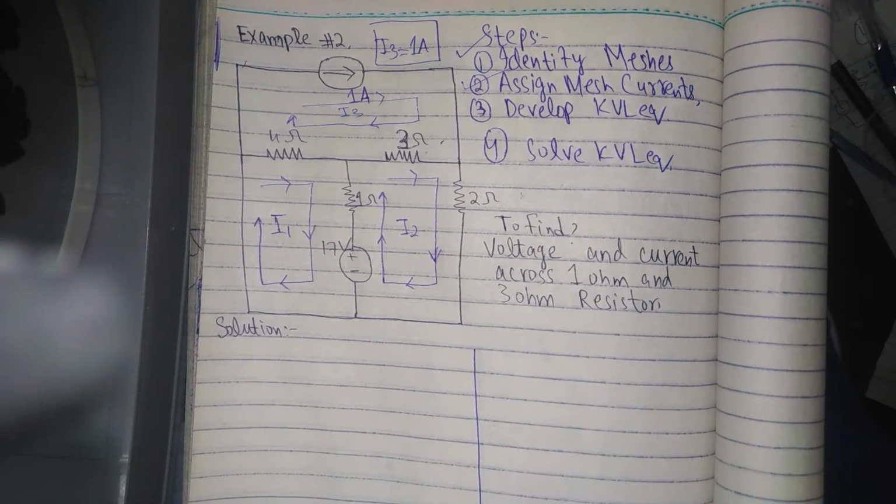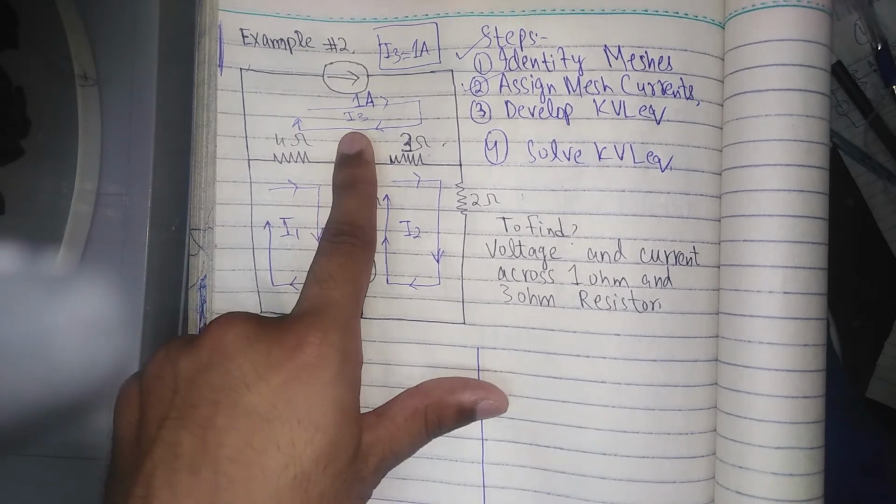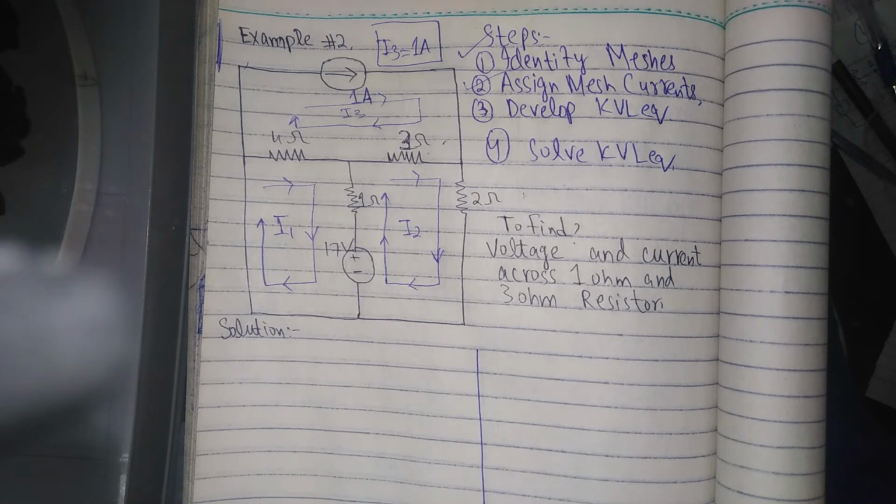So here we will write only two KVL equations, because our third loop is already solved, because we found our current I3, which is 1 ampere. Now students, we will apply KVL at loop I1.